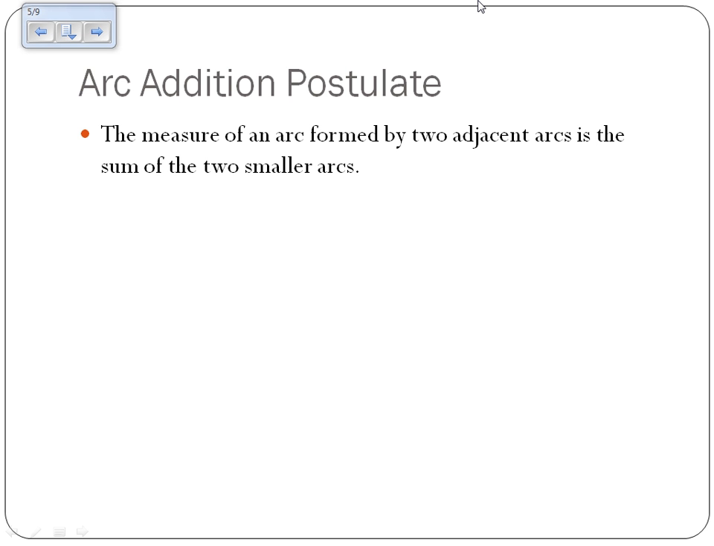The arc addition postulate. We had this. Don't make me do it again. We had this before when we had A, B, C. This was 3 and this was 5. How much is the whole thing? 8. Because we knew that AB plus BC had to equal the whole thing, right? Part plus part equals whole. Do you remember doing this? Yes. The same thing is true for arcs.